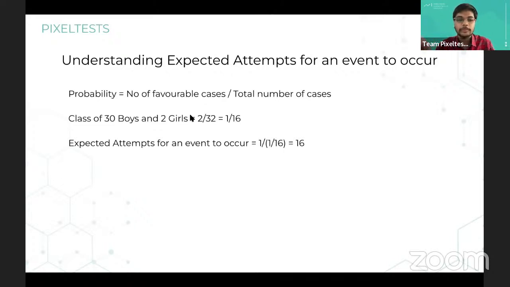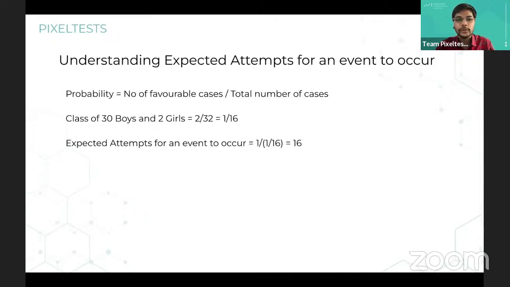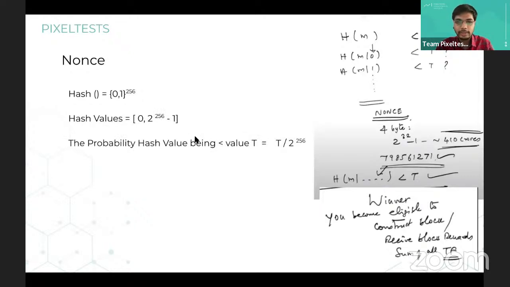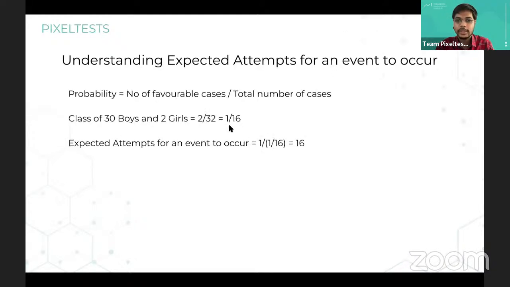Out of all of these, we need it to be less than 2, right? So we are going to call that particular number t. The probability of the hash value being less than a value t is t by 2 power 256, right? If we compare to our previous example, 2 by the total number of cases, the total number of cases here is 2 power 256, and it being less than a value, the threshold, let it be t, right?